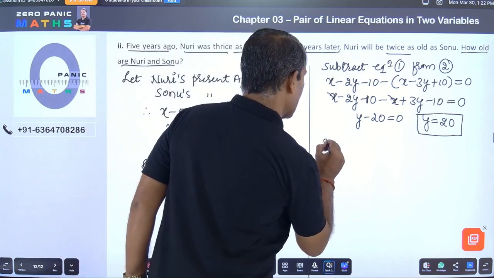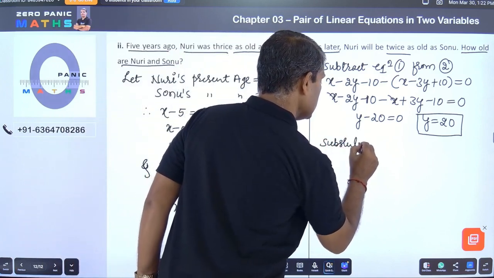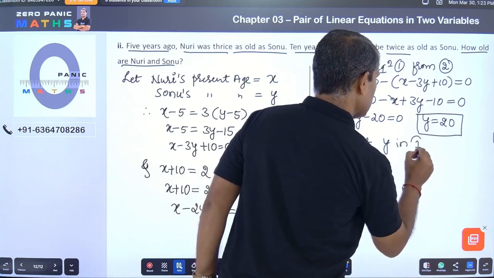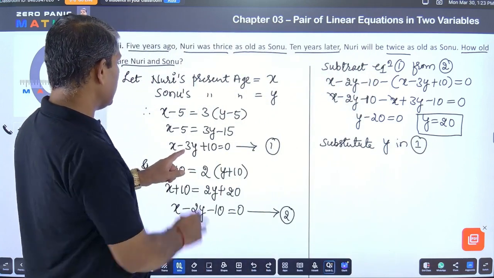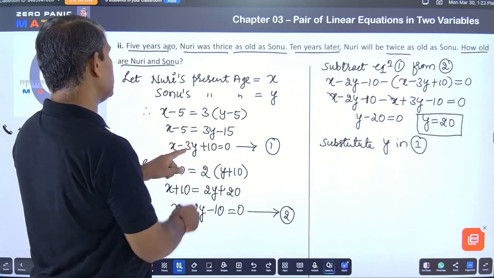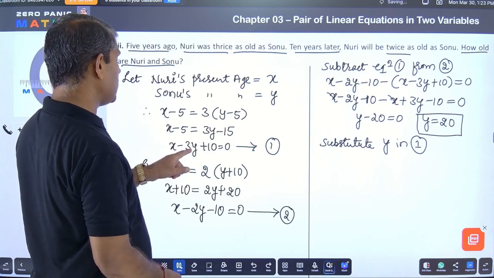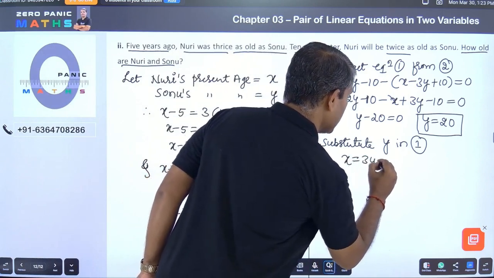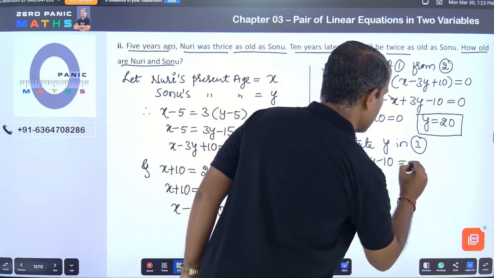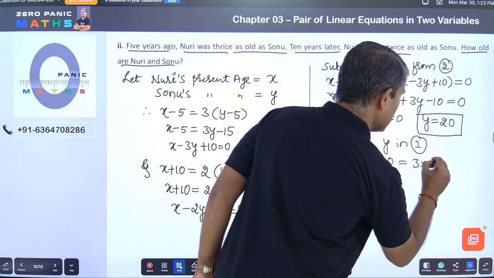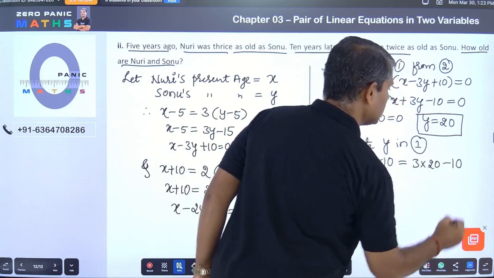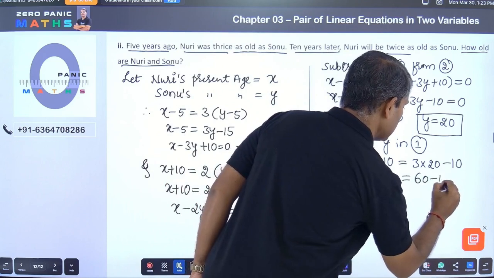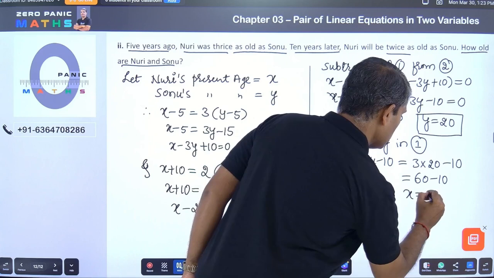Let us write it. Substitute y in equation 1. What will it give me? Let us take minus 3y to the right side. That will give us minus 3y plus 3y minus 10, right? x is equal to 3y minus 10, which is actually 3 into 20 minus 10, right? So it is 60 minus 10. So x is equal to 50.